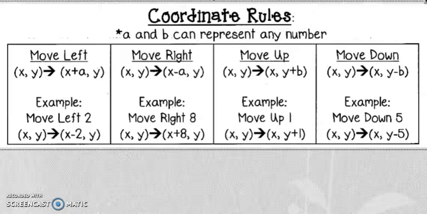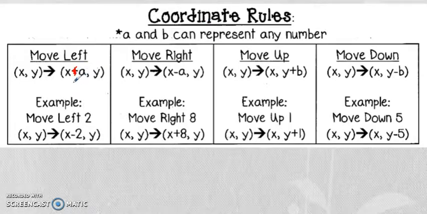There are some rules to remember with a translation. A and B are going to represent any number. The first thing I would like to do is change this. This is a typo. That should read X minus A, because when you move to the left on a number line, you are actually subtracting. So if this is our pre-image starting point, if I want to move my shape to the left, I'm just going to subtract the number of spaces that I want to move.